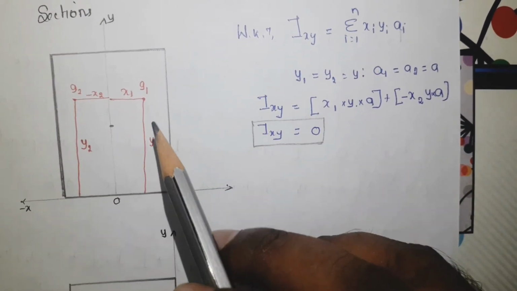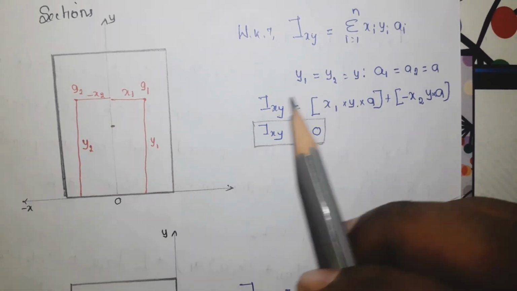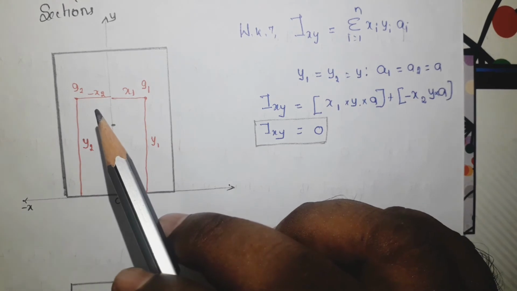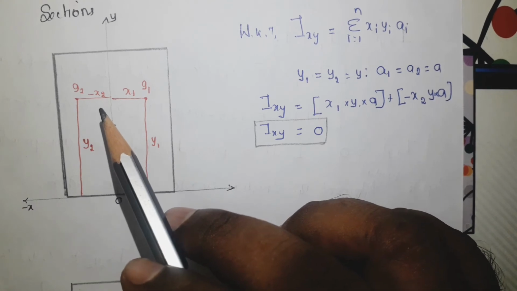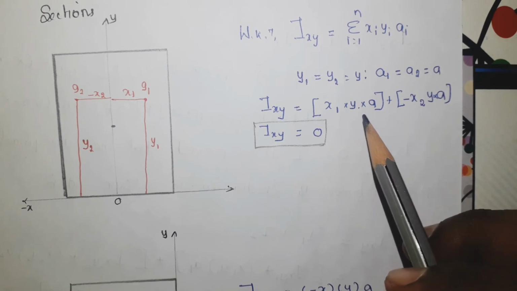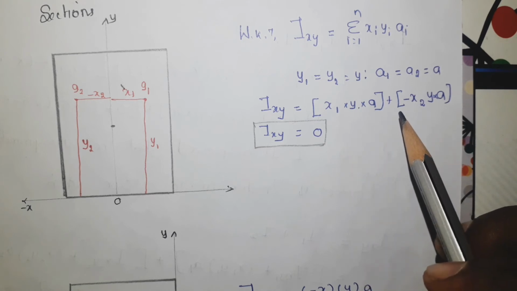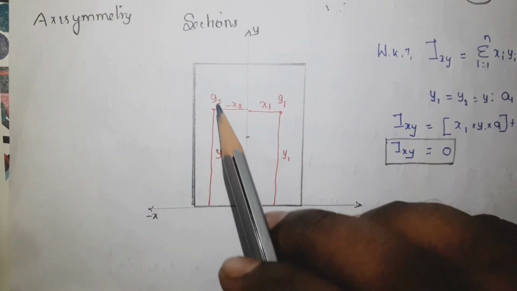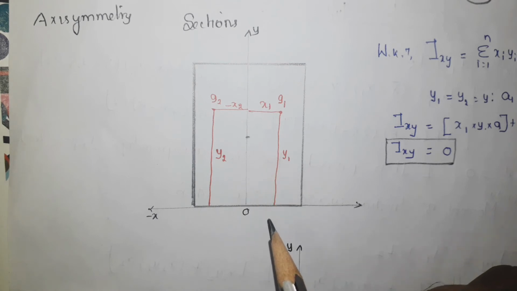Now you see here this G1 is located at equal distance from the x-axis, so y1 is equal to y2. Similarly, both areas are the same, so A1 equals A2. But if you look at x1 and x2, both will have the same magnitude but opposite direction. x1 is positive whereas x2 is negative. Now this is the equation: x1 y A plus minus x2 y A. Since both x1 and x2 have the same magnitude and opposite sense, the summation will become 0. So it is evident that axis of symmetry sections have 0 value for the product moment of inertia.